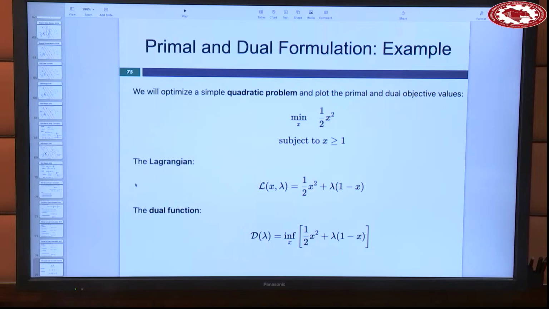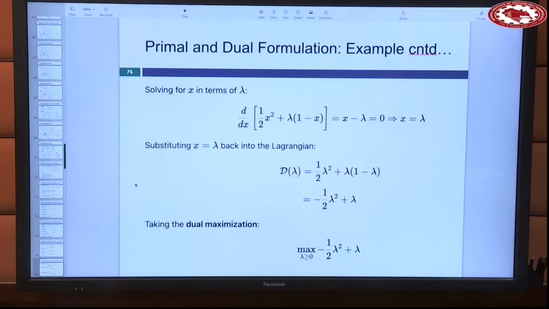You have to minimize over x, maximize over lambda by the way. Just compute the derivative of the Lagrangian, you will get this one. Equate it to 0, x equals lambda. Substitute it here, you will see this is the dual formulation. So the problem becomes this one. It is free from x. The dual formulation is free from x.